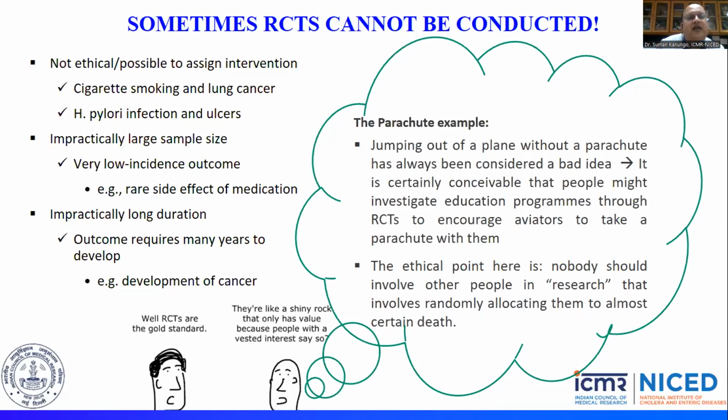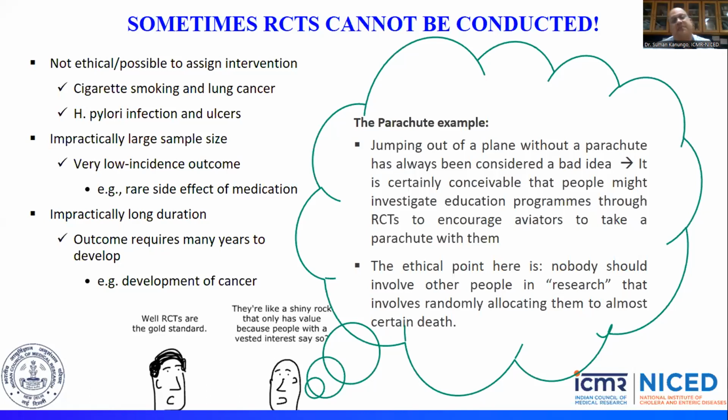Secondly, impractical large sample size, very low incidence, because in a Bayesian system, where the a priori incidence is important for sample size calculation. So for a rare side effect of medication, we cannot do RCT. Impractical long duration: outcome requires many years to develop. Say development of cancer, 40 pack years. We need to follow them for 40 years. RCT is not possible.